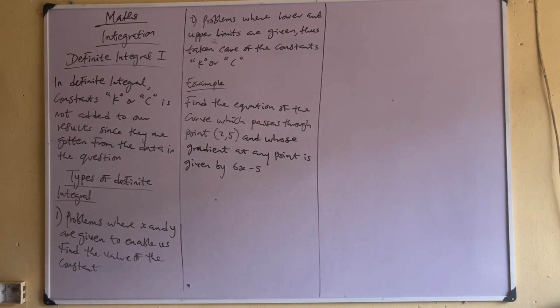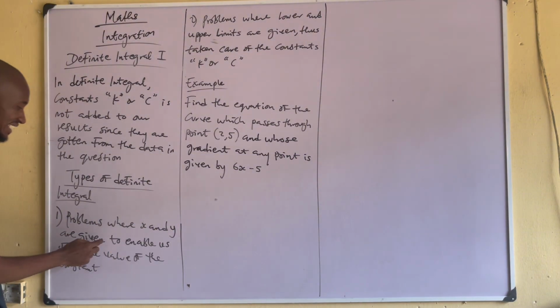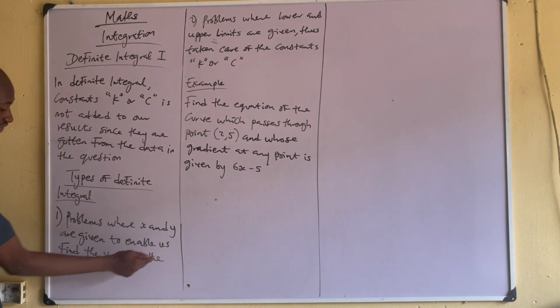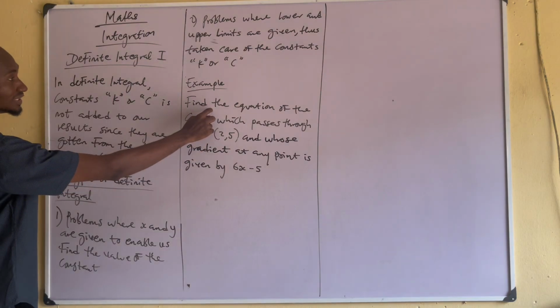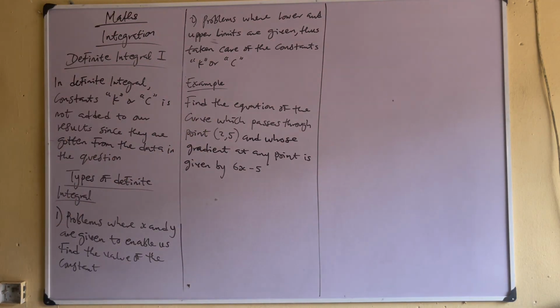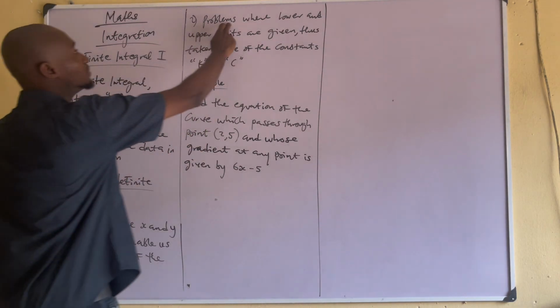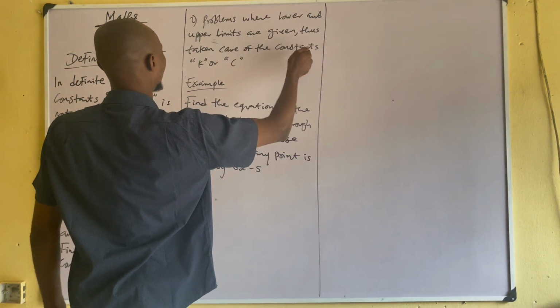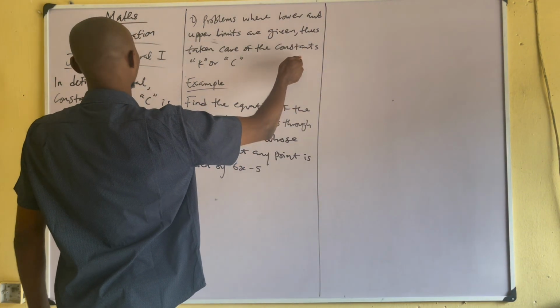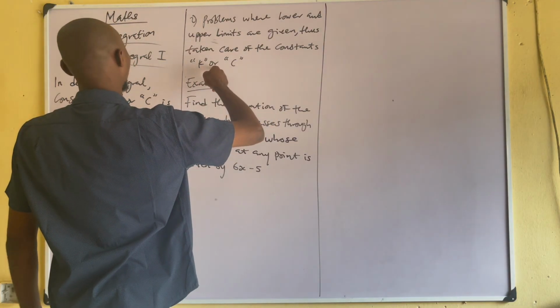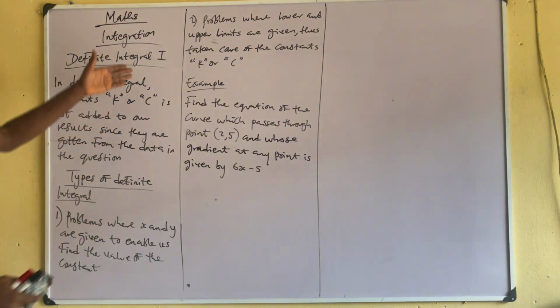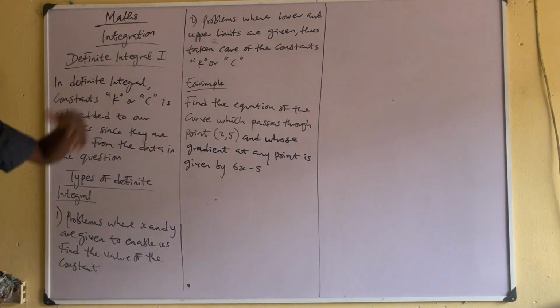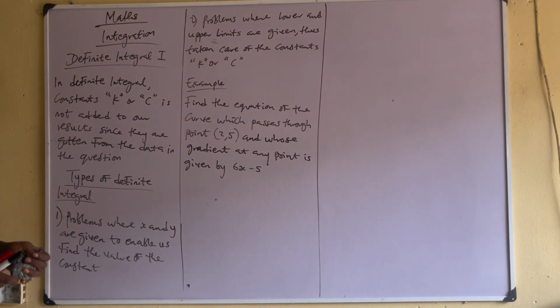And we have two types of definite integral. One is problems where x and y are given to enable us find the value of the constant. That is the example I'm about to solve now. Two, problems where lower and upper limits are given, thus taking care of the constant k or c. Remember, we have definite integral 1 and definite integral 2. Now, let's solve this. Solution.